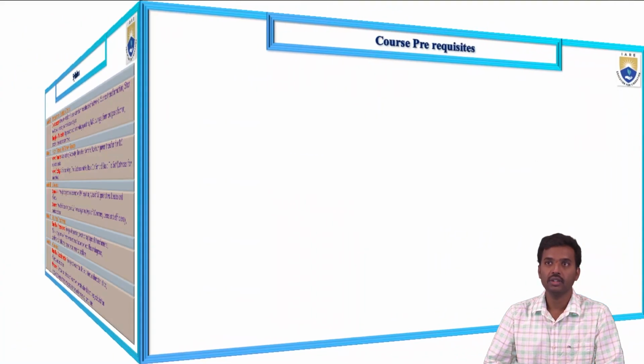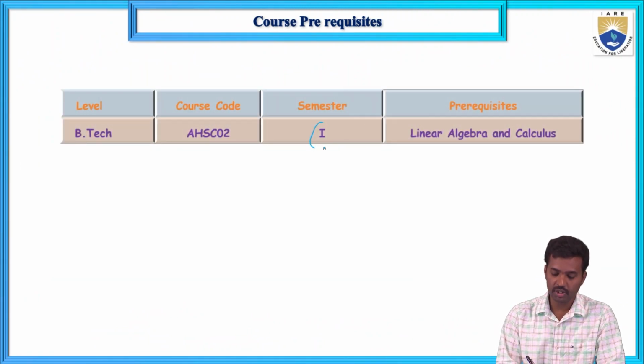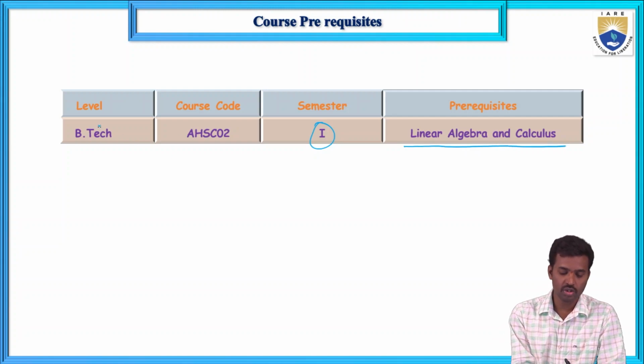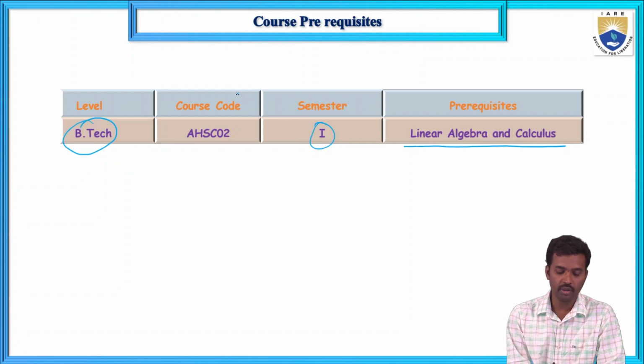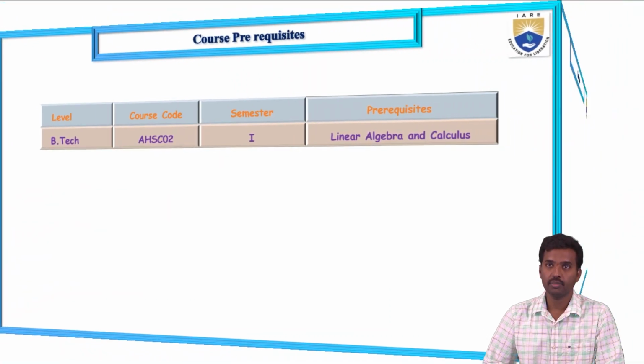So now, the prerequisites for this course in the same first semester are linear algebra and calculus. That program name is the same, BTech, and the course code is AHSC02, in the first semester only: linear algebra and calculus is the prerequisite.